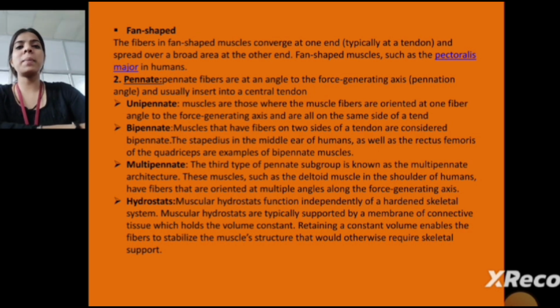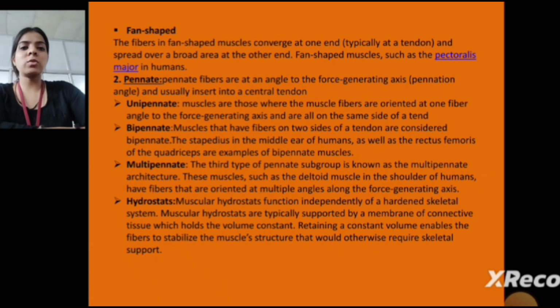Second, we have the pennate fibers, which are at an angle to the force generating axis and usually insert into a central tendon. The unipennate muscle has muscle fibers oriented at one angle, all on the same side of the tendon. Then we have the bipennate muscle, with fibers on two sides of the tendon, like the stapedius in the middle ear and the rectus femoris. Multipennate is a pennate subgroup, with muscles like the deltoid in the shoulder, which have fibers oriented in multiple directions.